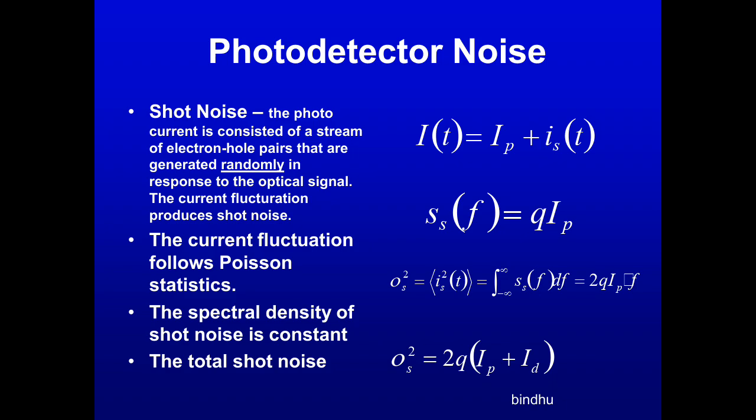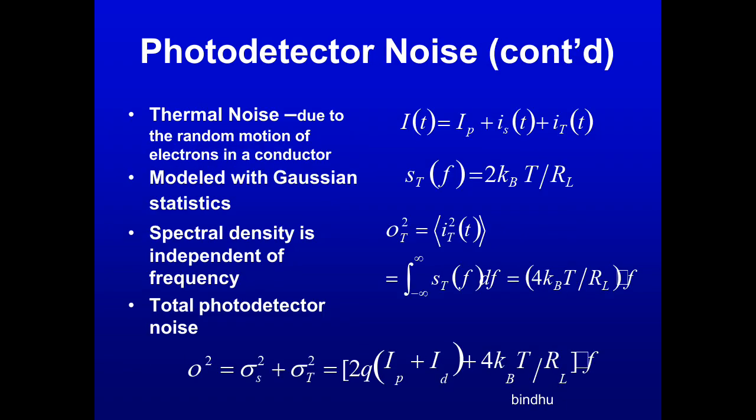And these two, PIN diodes and APDs, are capable of creating noise. What are the different types of noise available? Since the components are made up of P-N junctions, two main parameters have to be discussed: one is shot noise, the next is thermal noise. Shot noise is due to electron and hole pairs randomly generated by the input optical signal. This has been evaluated using Poisson statistics, and the total shot noise is calculated as 2q(I_P plus I_D) bandwidth. I_P is the photocurrent, I_D is the dark current occurring in the system, and q is the charge of an electron.